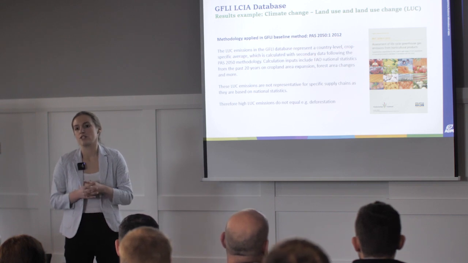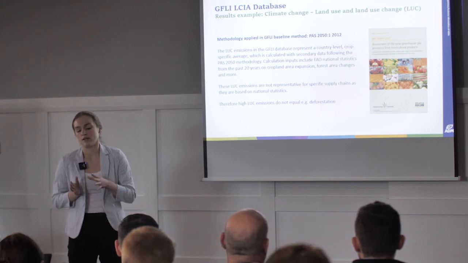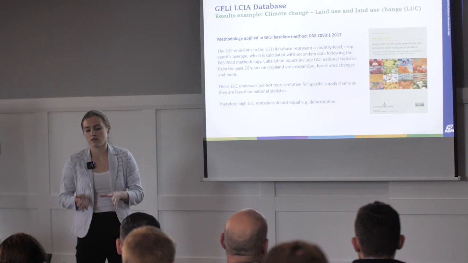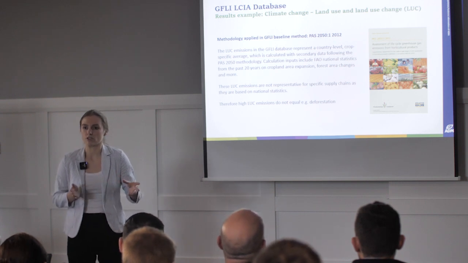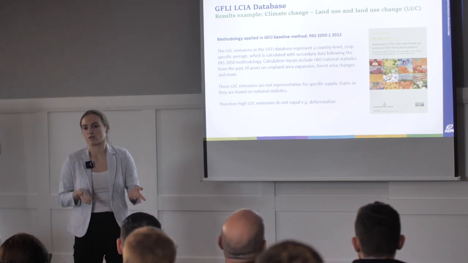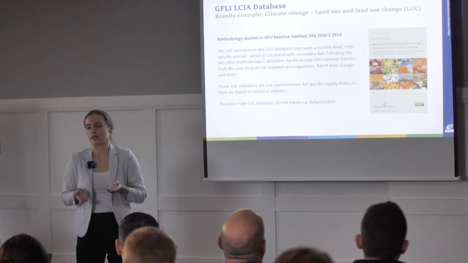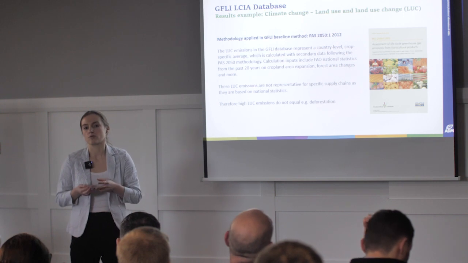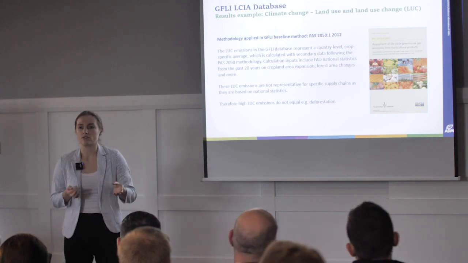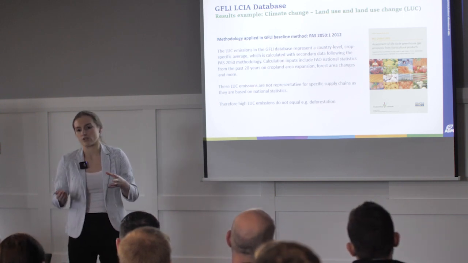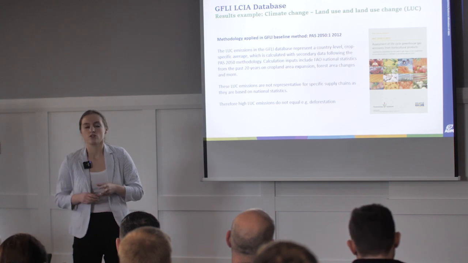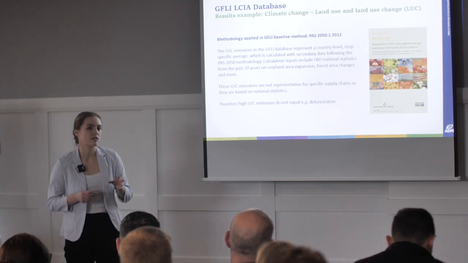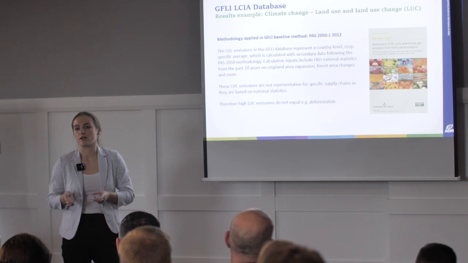So in the case of the GFLI baseline methodology, we assume that we know the current land use, which is, for example, the use for an annual crop, but we don't know the previous land use. So you have to make a high-level estimation of what would likely have been the previous land use that then results in a carbon stock change. So there's a way to calculate this with national statistics coming from FAO.